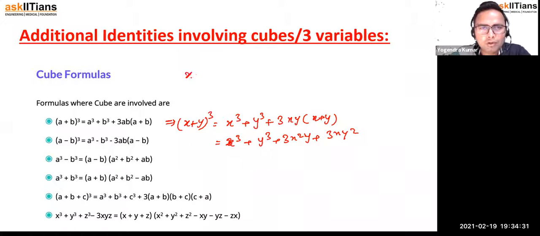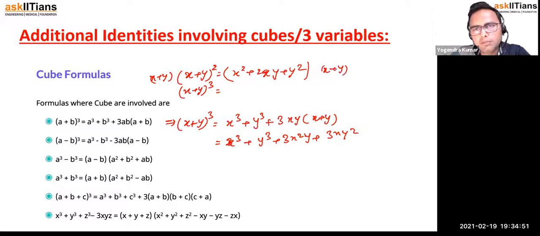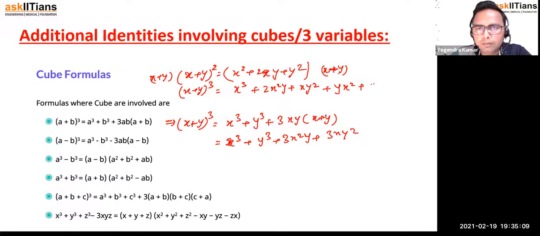But you might be wondering how we get this cubic one. Do we remember (x plus y) whole square? Yes, x square plus 2xy plus y square. Now I want to get (x plus y) cube. So can I multiply x plus y on both sides here? Yes, I'm going to multiply x plus y on both sides. So what do we get? X multiplying this gives x cube, then 2x square y, then xy square. Now y multiplying gives yx square plus 2xy square plus y cube.